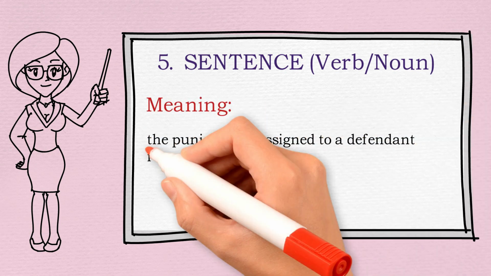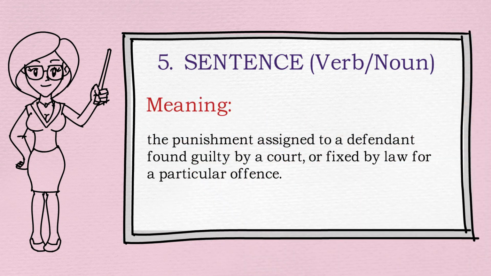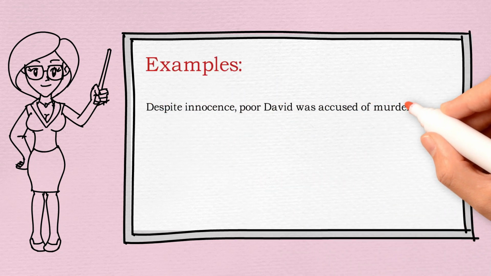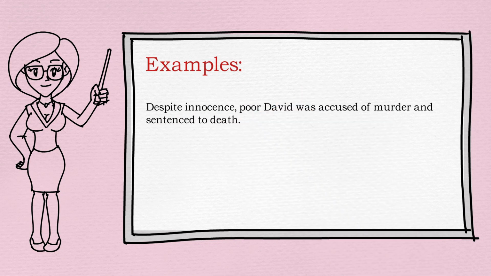Sentence means the punishment assigned to a defendant found guilty by a court or fixed by law for a particular offense. We will see a few examples to understand the word sentence better. Example 1. Despite innocence, poor David was accused of murder and sentenced to death.